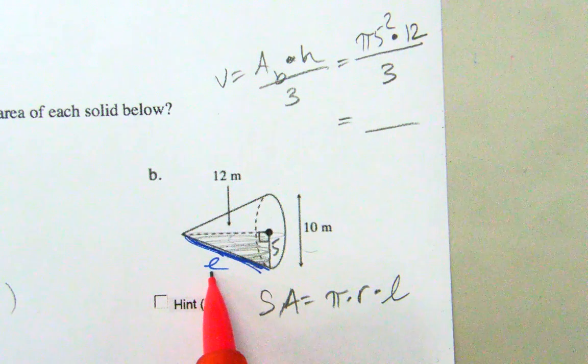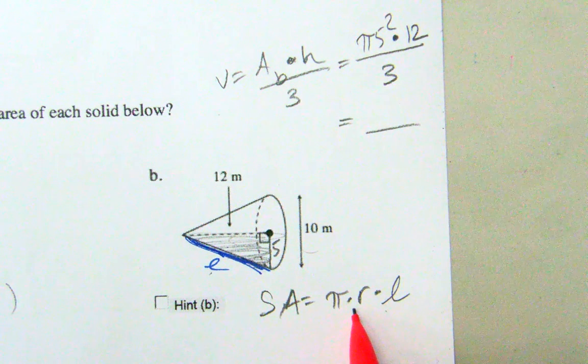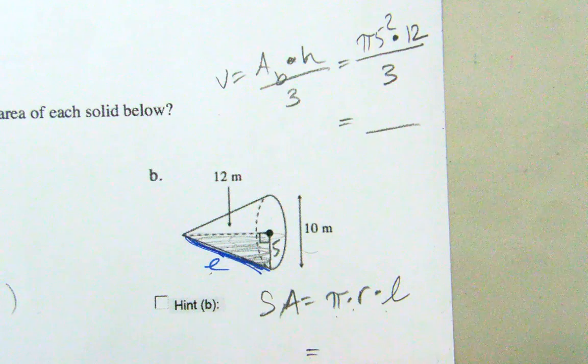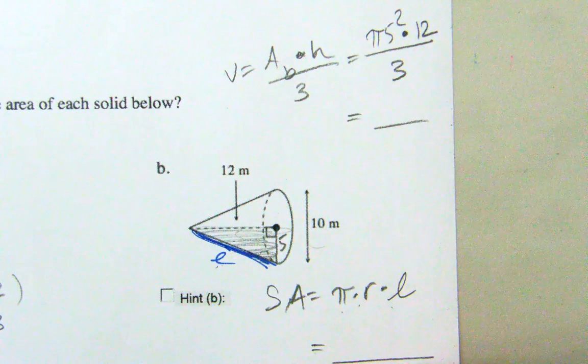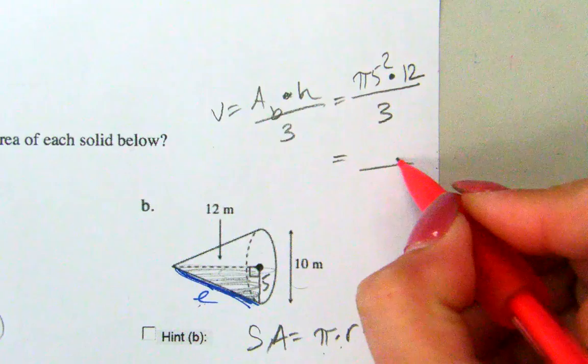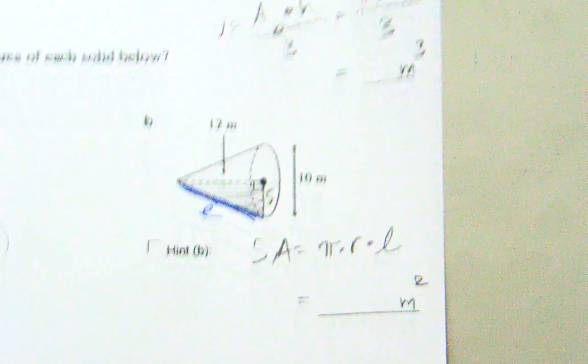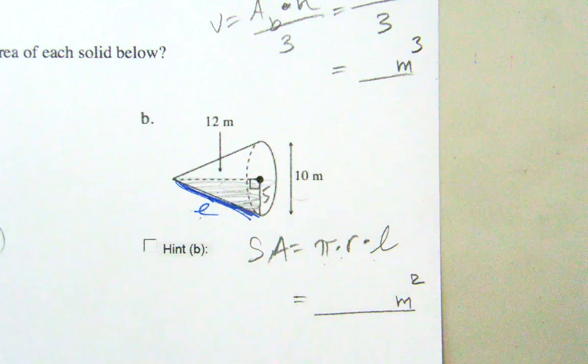L is going to be your hypotenuse. So then your radius is still 5, and then work that out. So find L, use the Pythagorean theorem, and your surface area is going to be in meters squared. Your volume is going to be meters cubed. Okay, so figure that part out. That one you should be able to do by yourself.